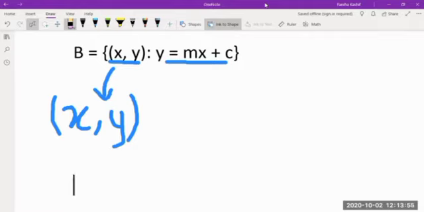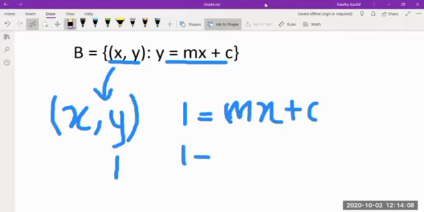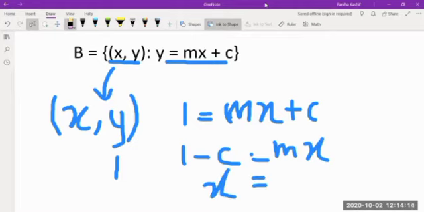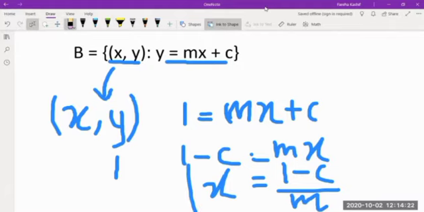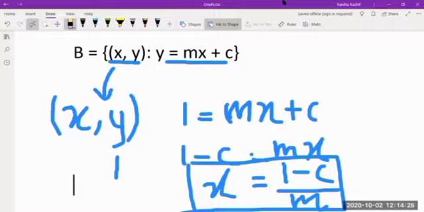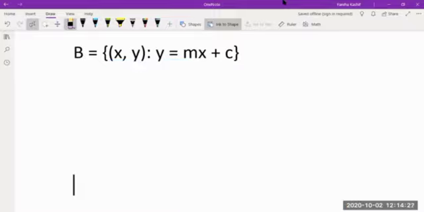So if I take the value of y as 1, then the value of x should fulfill the equation y = mx + c, and 1 minus c is going to equal mx, and x will equal (1 minus c) divided by m. Any value of x will have to fulfill this equation. That is what I mean when I say that the coordinates of x and y are such that they're going to fulfill the equation y = mx + c.